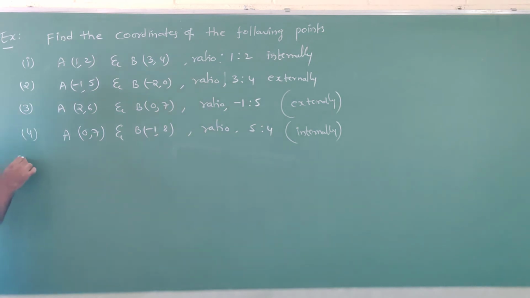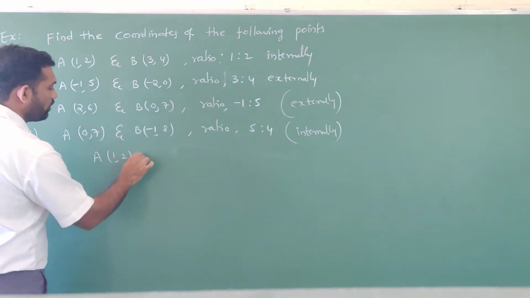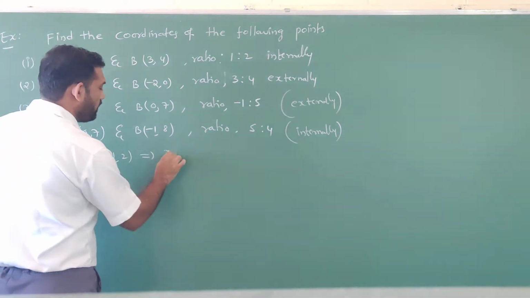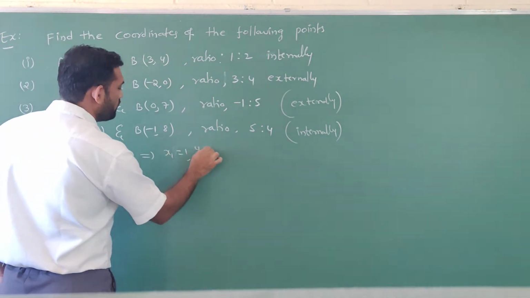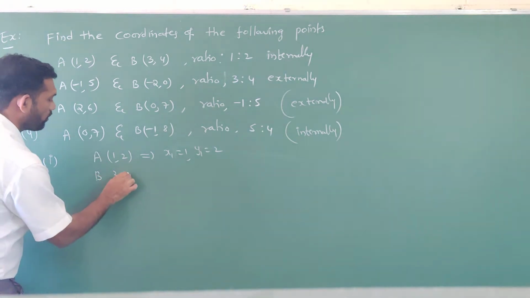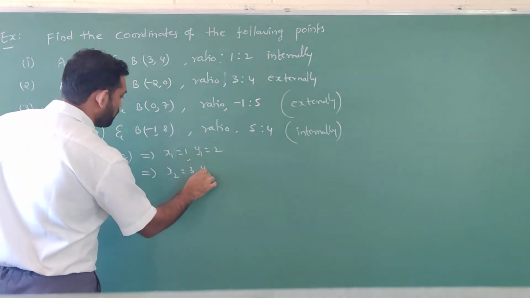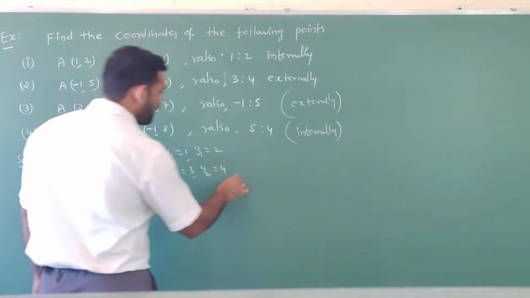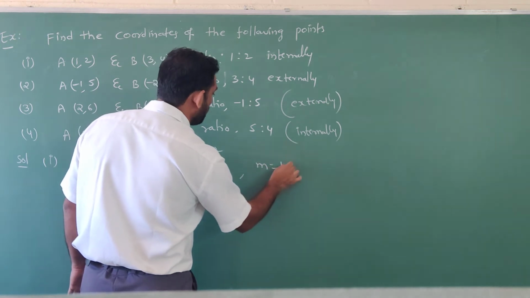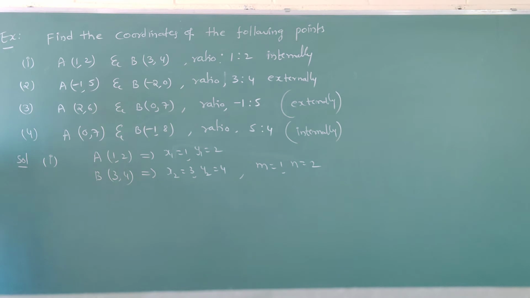Listen. Solution. First one, you see. A point (1, 2) implies x1 is equal to 1, y1 is equal to 2. B point (3, 4) implies x2 is equal to 3, y2 is equal to 4. And the ratio m is equal to 1, n is equal to 2. All points met. So what is our formula?